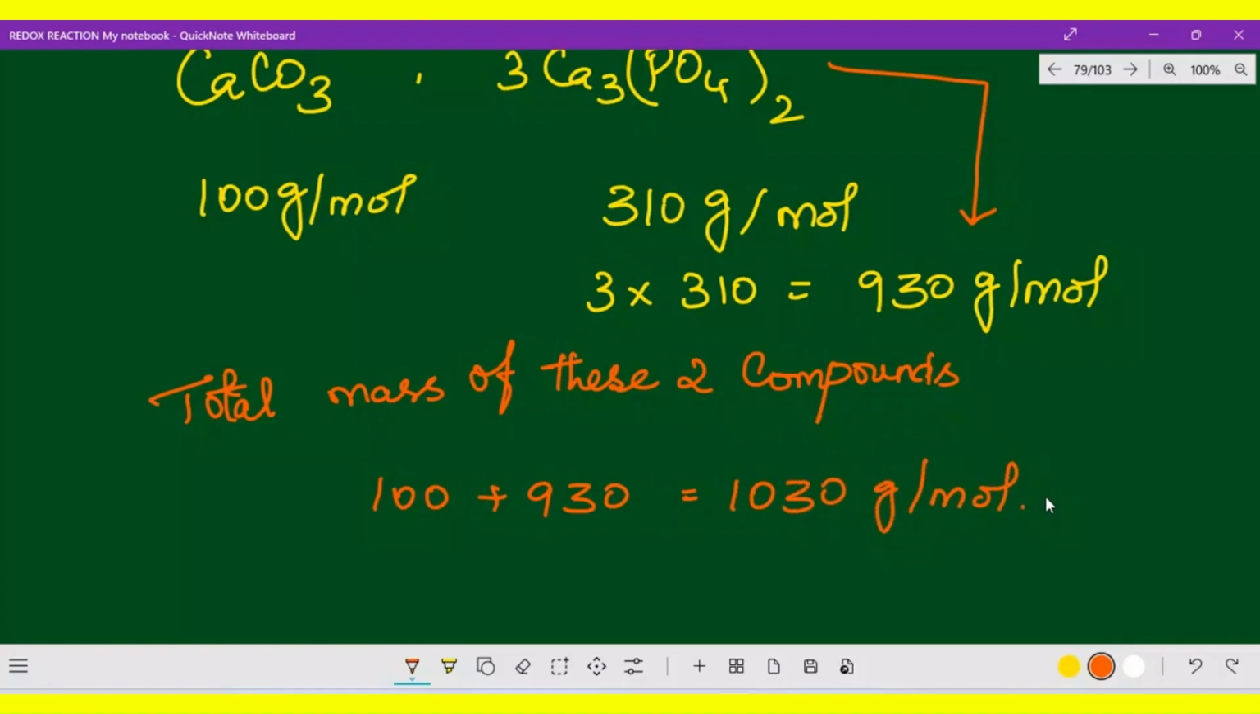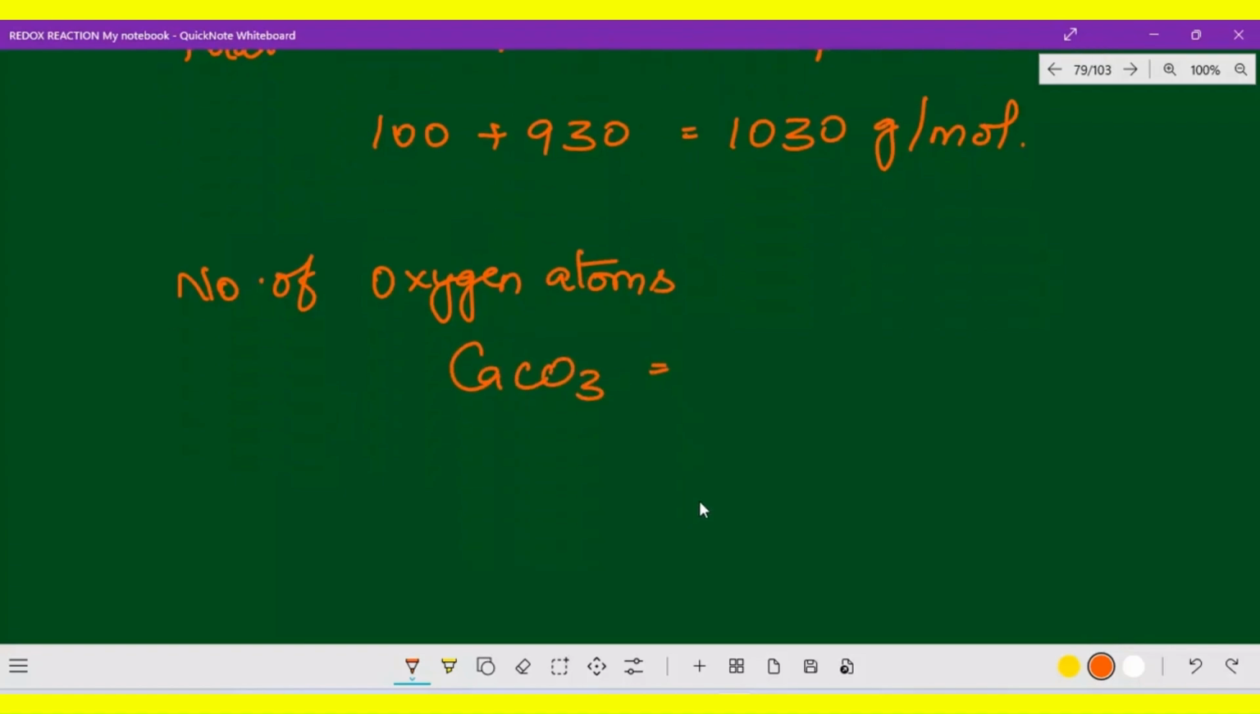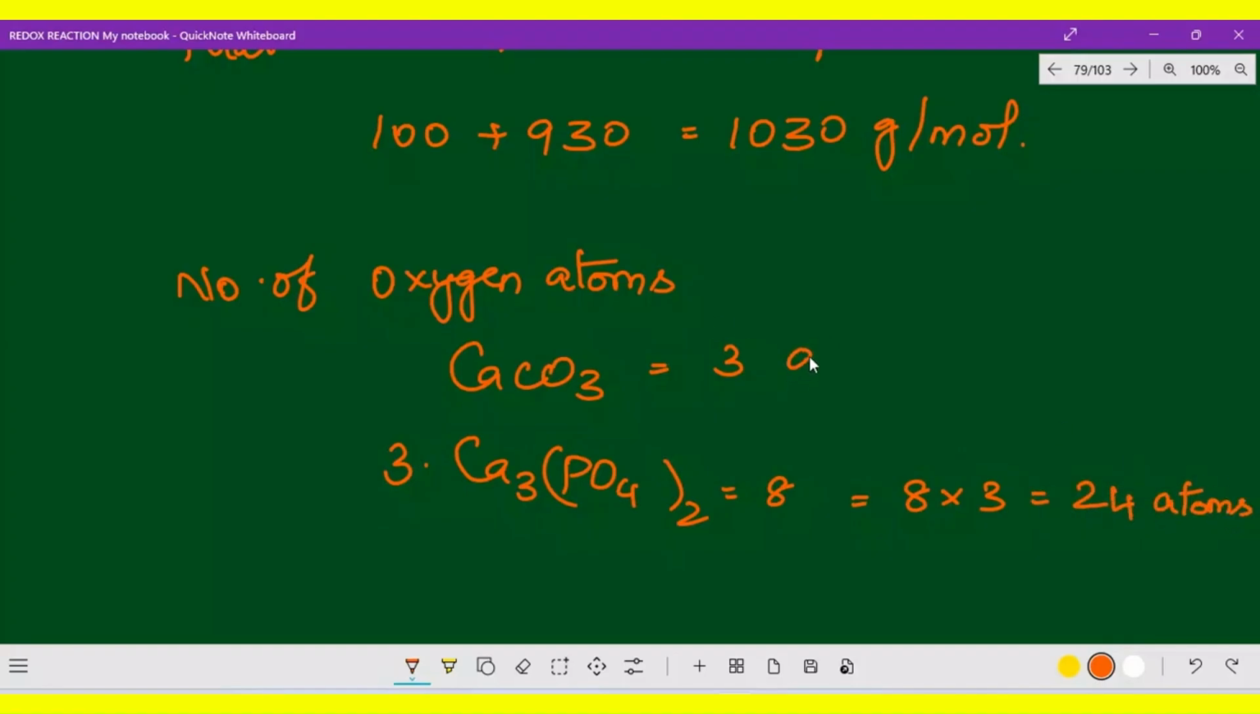Now the second step, we have to identify how many oxygen atoms are in each. In calcium carbonate CaCO3, you know very well there are 3 oxygen atoms. Whereas in Ca3(PO4)2, there are 4 twos, that is 8 oxygen atoms. And 3 units are there, no? So we go for 8 into 3 units, and 8 threes are 24 atoms. Got it? This one is 3 atoms.